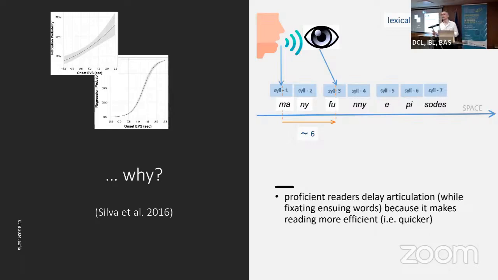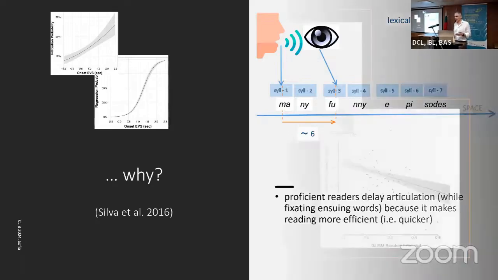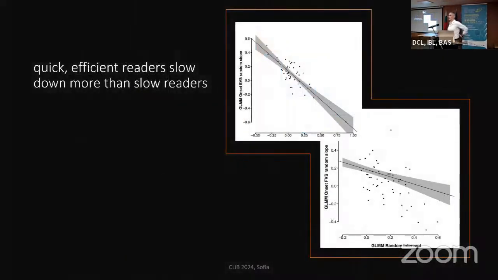Instead of reading something like "many funny episodes" word by word, I can do something very quickly: many funny episodes. I don't have to put breaks between words because I've already taken advantage of the fact that my eye is going through the text more quickly than the voice. So basically, we do that because this is more efficient. And we calculated this effect, and this turns out in our data to be true.